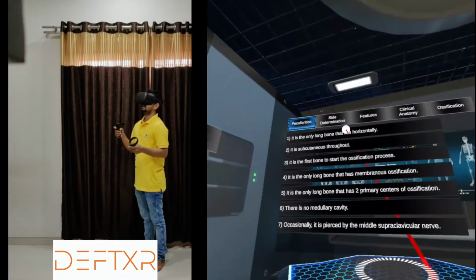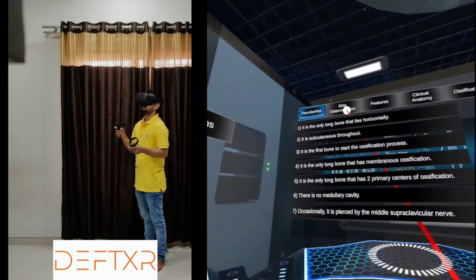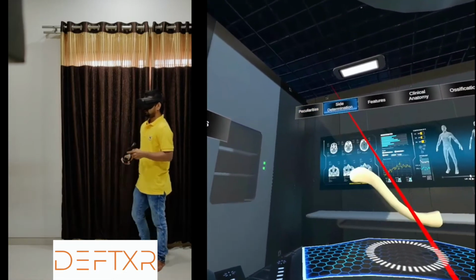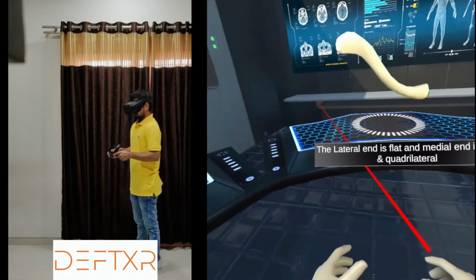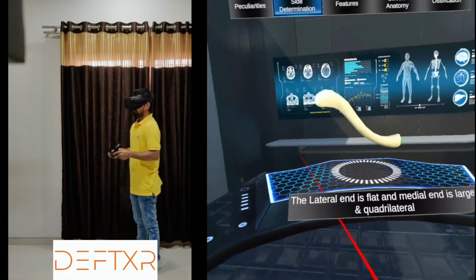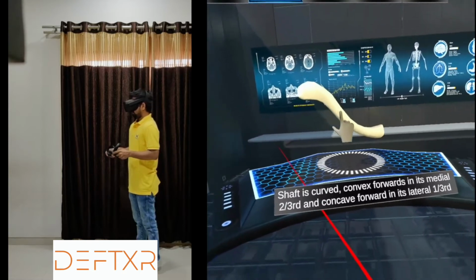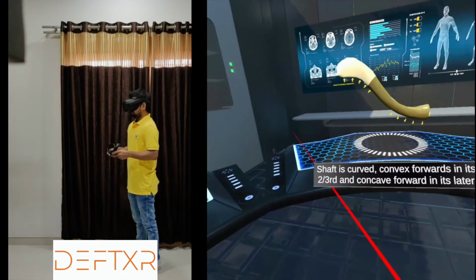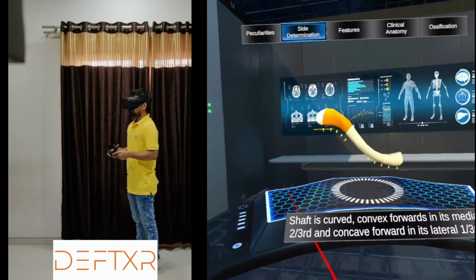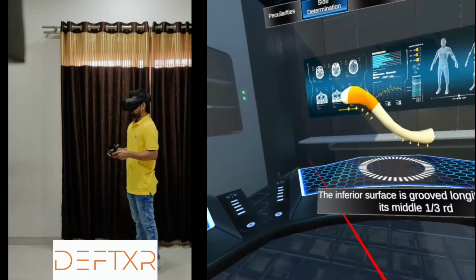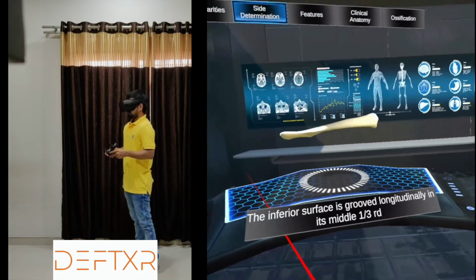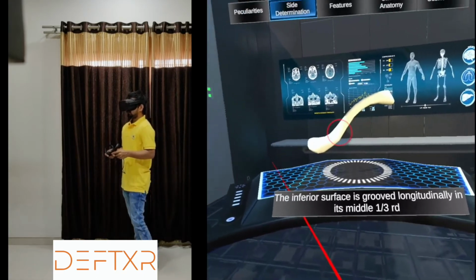And similarly, there are different modules like side determination, features, peculiarities, etc., and all of this can be learned in a virtual reality environment. The lateral end is flat and the medial end is large and quadrilateral. The shaft is curved convex forwards in its medial 2/3 and concave forwards in its lateral 1/3. The inferior surface is grooved longitudinally in its middle 1/3.